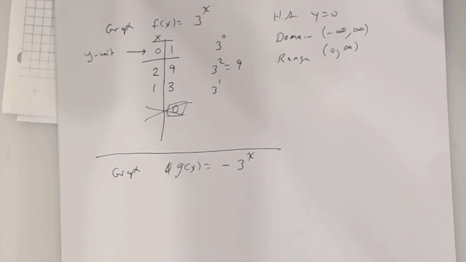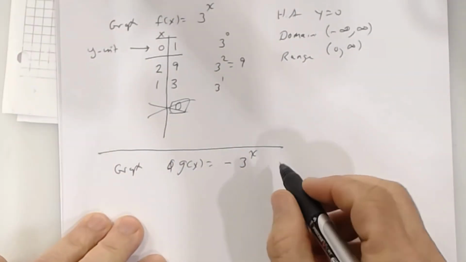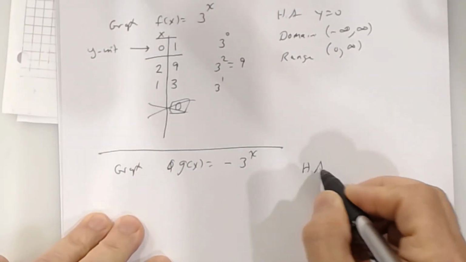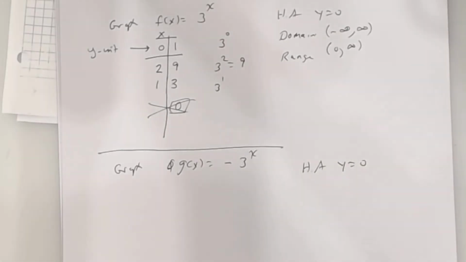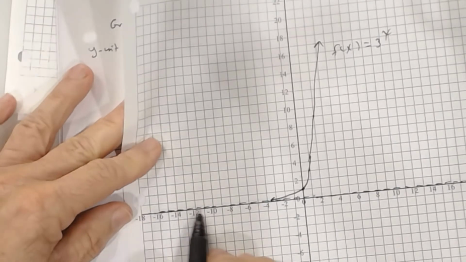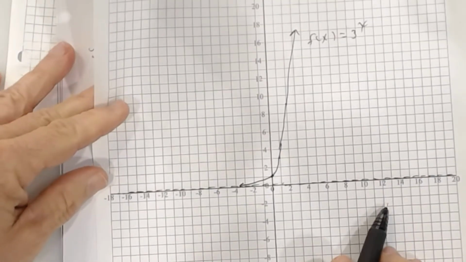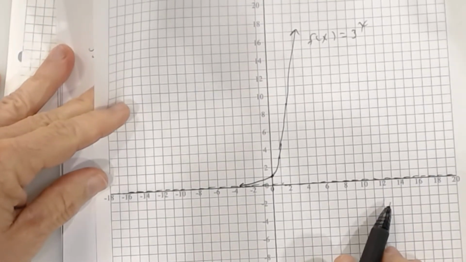So the base is just 3, right? Okay. But you can still tell me what the horizontal asymptote is. What's the horizontal asymptote? Y equals 0. So it's the x-axis, right? So here's my dotted line. It's the same dotted line as the previous one.